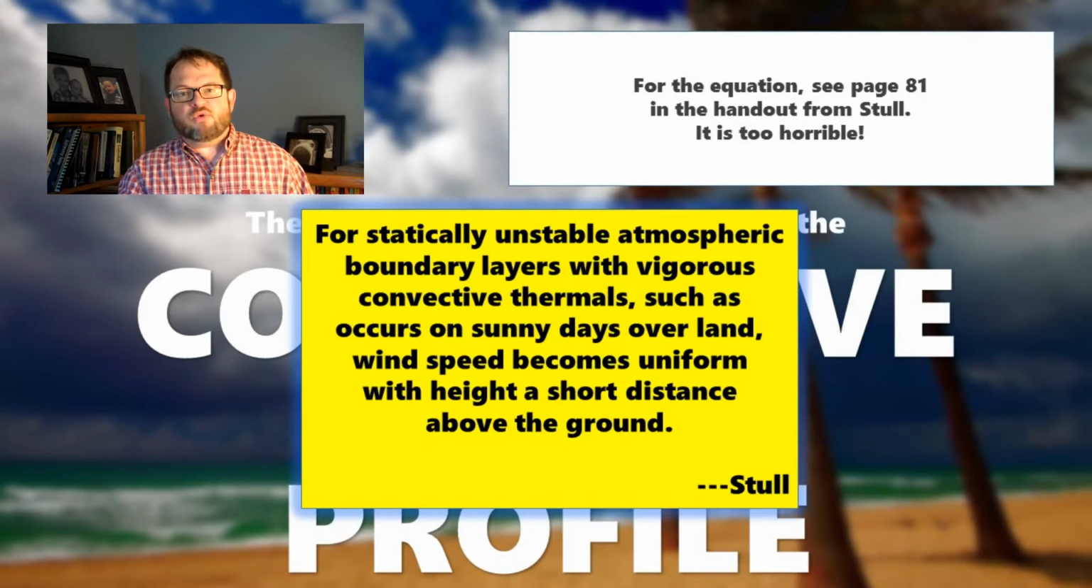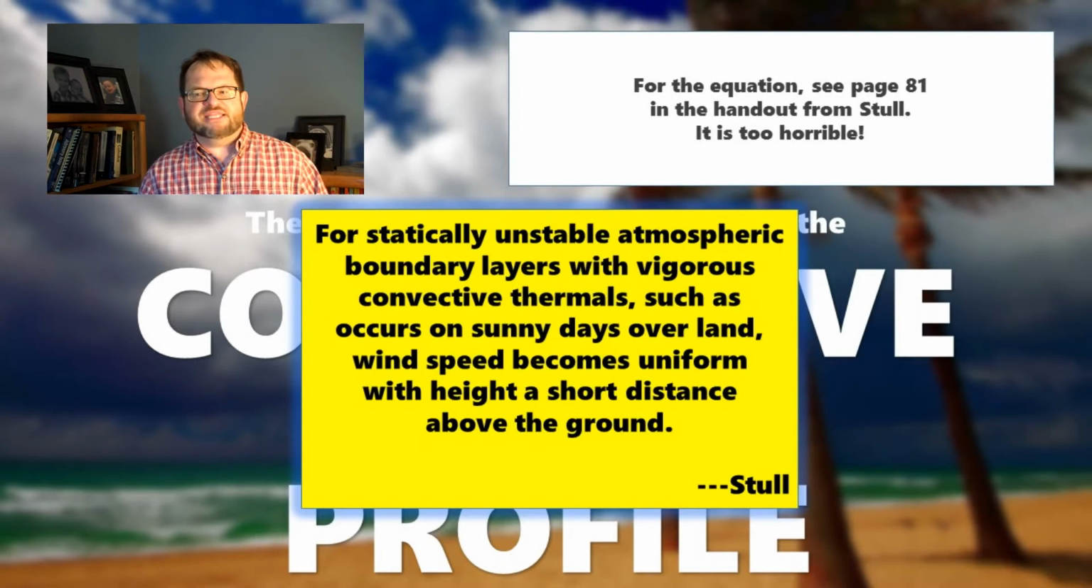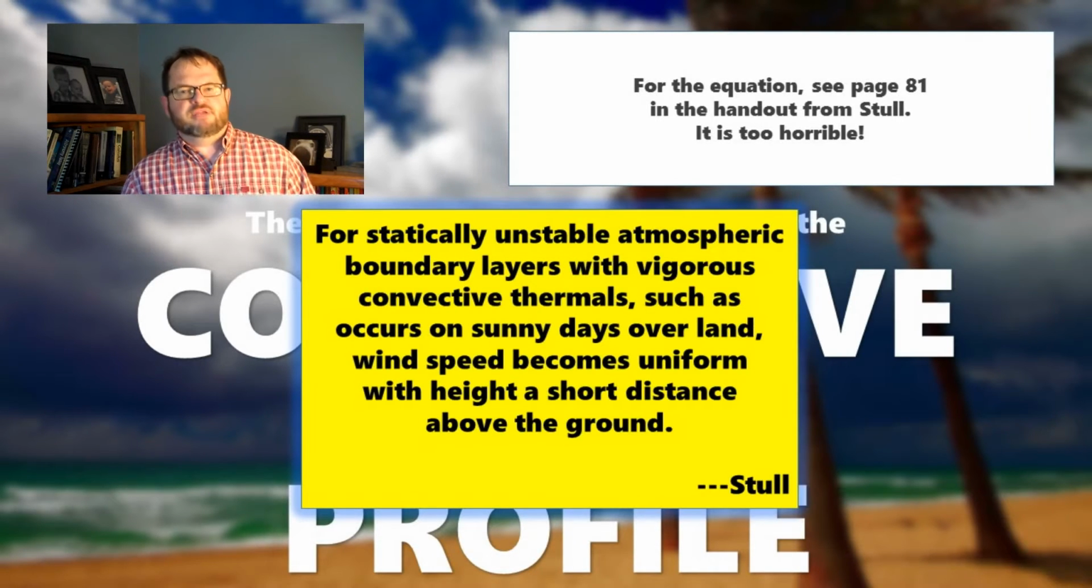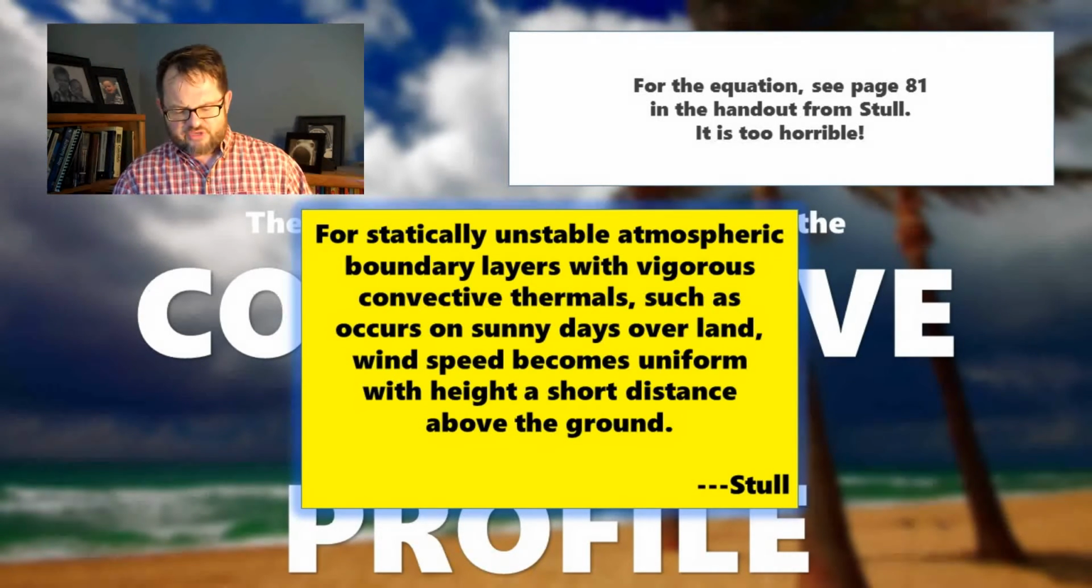By all means, admire the equation at the top of page 81, but it's horrible. It's got all kinds of weird stuff, Deardorff velocities and all kinds of weird stuff. It's not a useful equation in the sense that I can look at it and see what the shape of this curve is going to be. It's not a familiar form, and it's got all these weird exponents. It's just not an easy equation to look at.